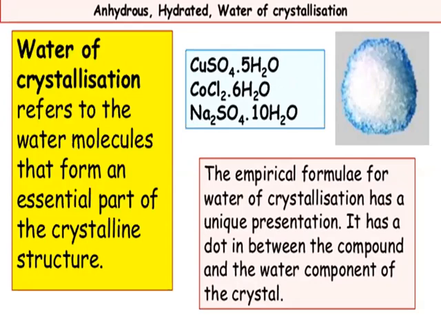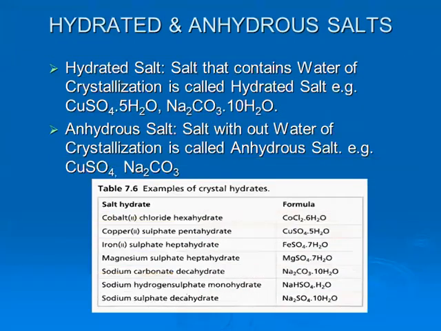First part, if we consider example 1, it is copper sulphate. 5 molecules of water are present, therefore pentahydrate. It can also be said as hydrated copper sulphate. Hydrated salt: a salt that contains water of crystallization is called a hydrated salt. For example, copper sulphate pentahydrate, sodium carbonate decahydrate.